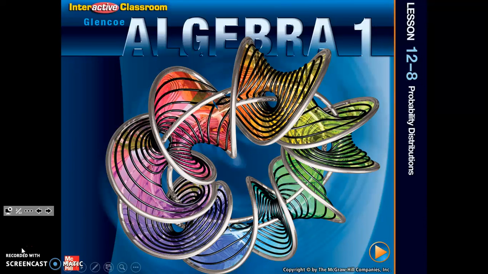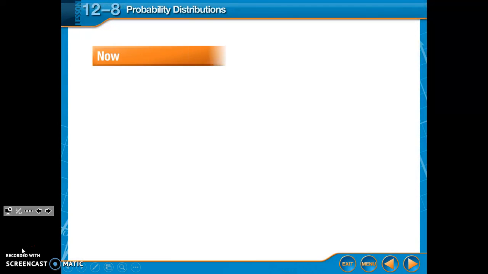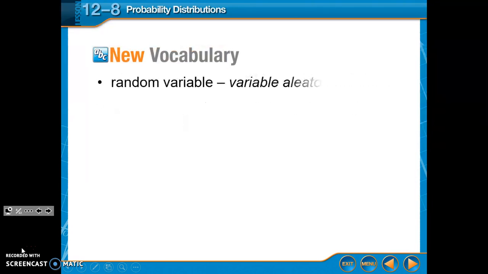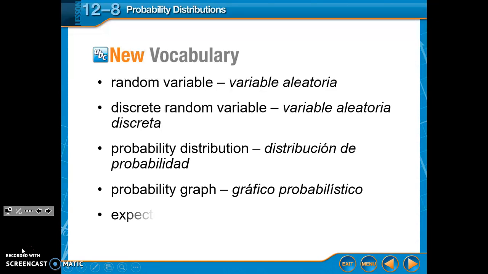Lesson 12.8, Probability Distributions. In this lesson, you will learn to find probabilities by using random variables and also find the expected value of a probability distribution. Vocabulary for this section is random variable, discrete random variable, probability distribution, probability graph, and expected value.